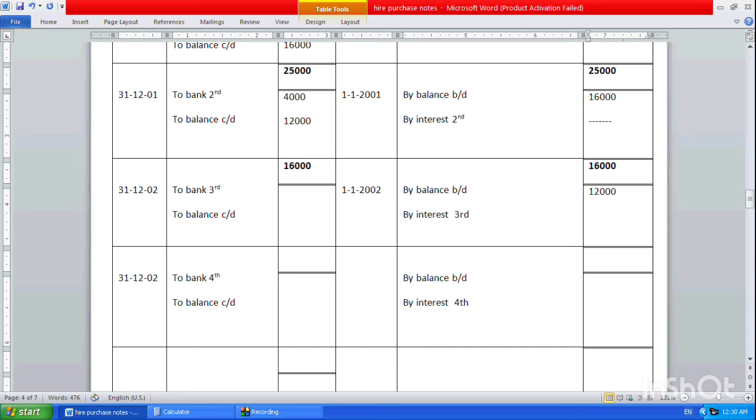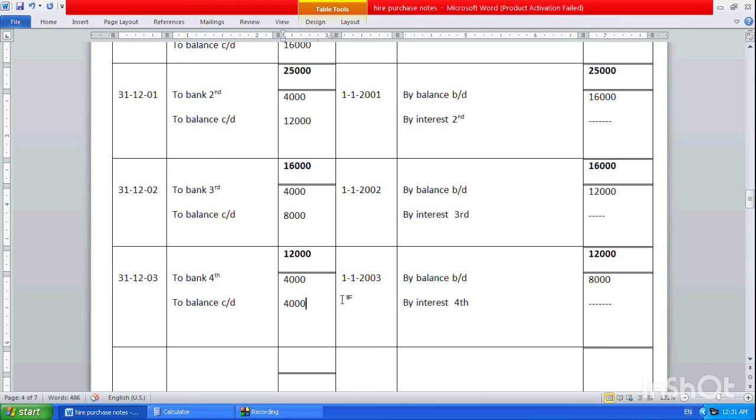And interest will be nil. The installment is 4,000, and the balance is 8,000 as carried down amount. 12,000 ledger balance. Here balance brought down 8,000. First January 2003, balance brought down 8,000. There is no interest, so the fourth installment is on 31st December 2003. The fourth installment is 4,000.